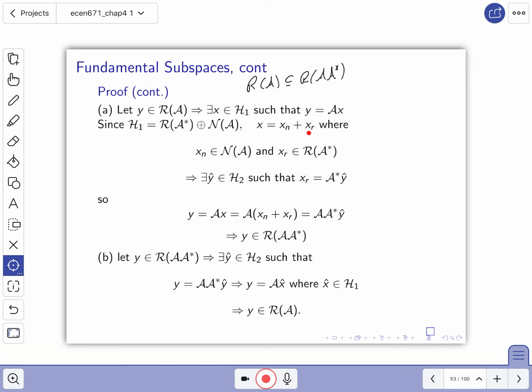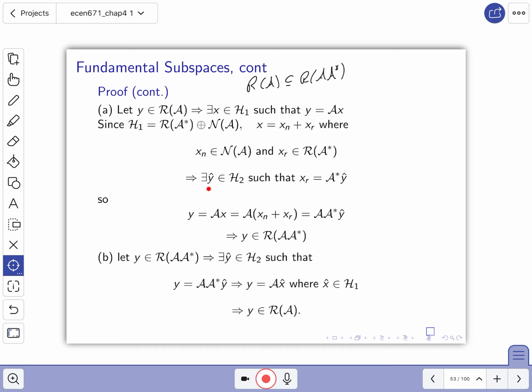This is a unique orthogonal decomposition, and we know that xr is going to be in the range space of A star, and xn is in the null space of A. That's what it means for H1 to be written in this way. Okay, so now we know that xr is in the range space of A star.